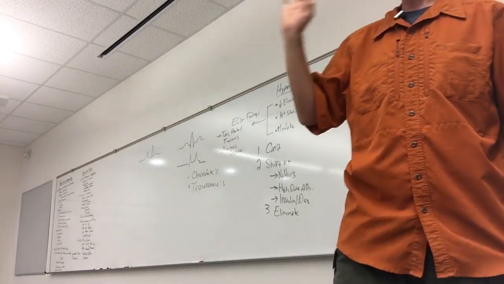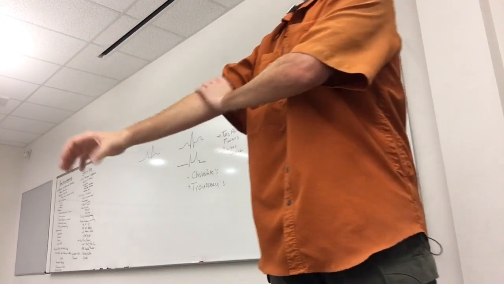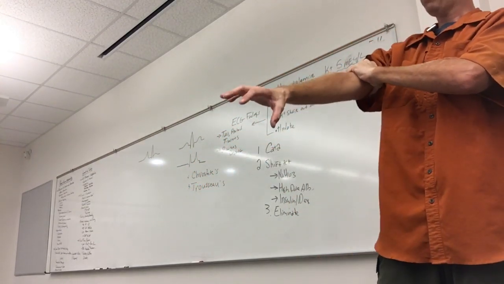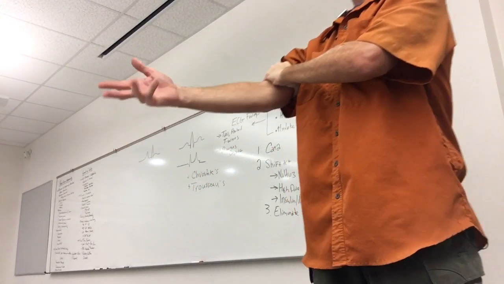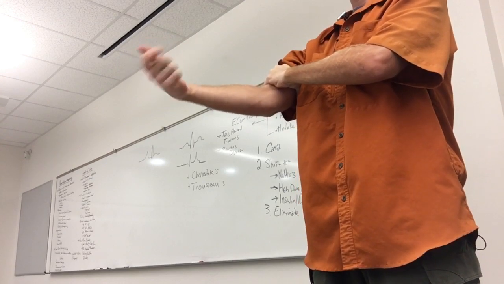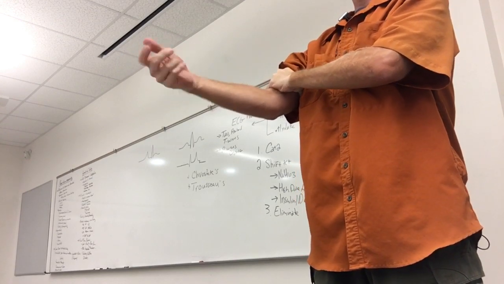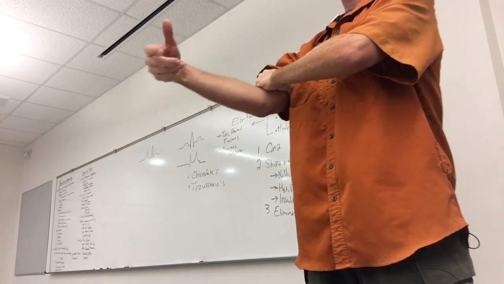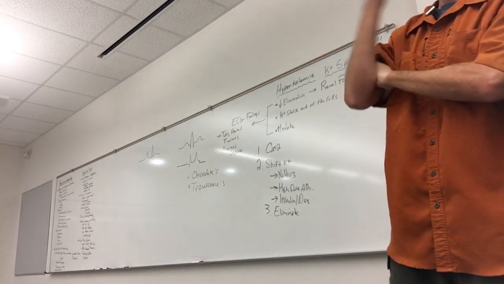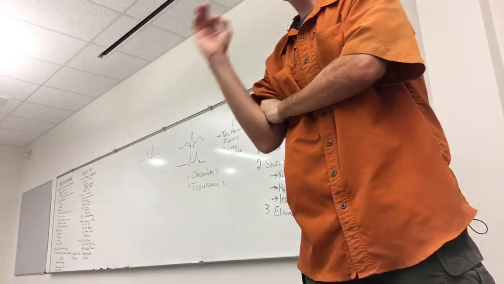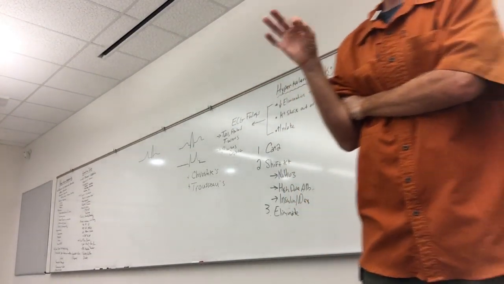The Trousseau sign is when you put a blood pressure cuff on somebody's arm and you pump that blood pressure cuff up, that person will have carpal spasms. That makes sense? So you pump that blood pressure cuff up and they start having carpal spasms, tap the cheek and they start having masseter muscle spasms. Those two findings suggest life-threatening hypocalcemia.